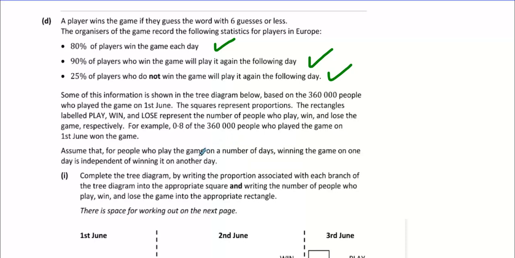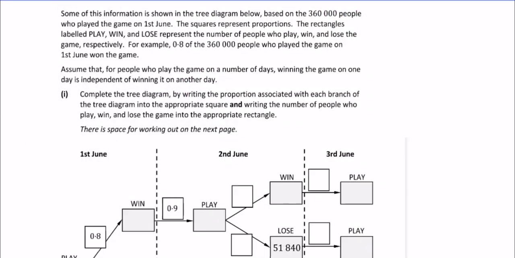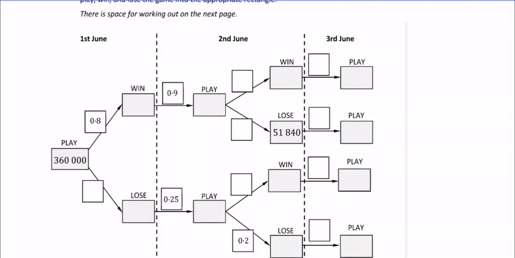Whoa, it's a lot of writing, isn't it? I think we'll just go in here and see what's going on for ourselves, right? On the 1st of June, you had only 360,000 people play. If 0.8 is you win, what must be you lose? 0.2. Okay? Now, 0.8 multiplied by 360,000 people. So I'm multiplying these two boxes by each other.